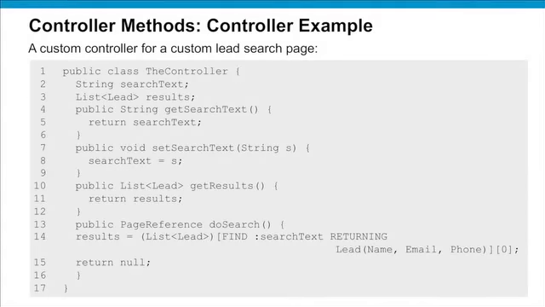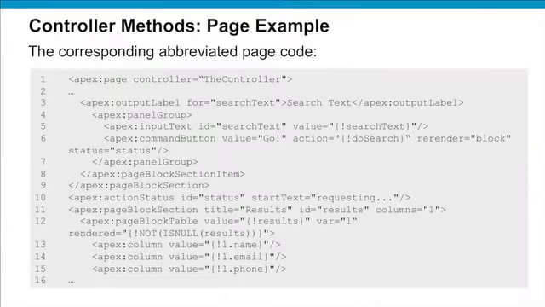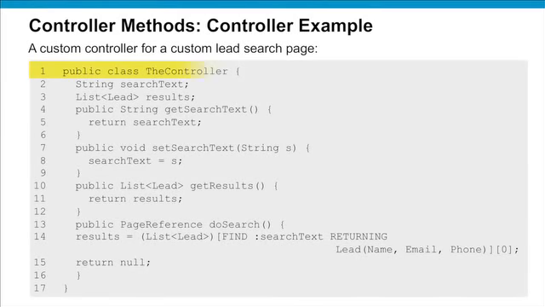So let's take a look at a more complex example of a controller interacting with a page. Okay? So just so you know, here is the page. You'll notice that the page has this reference to the controller, which is the controller. And here's my controller, which is an Apex class over here. Okay? All right, so let's walk through this.